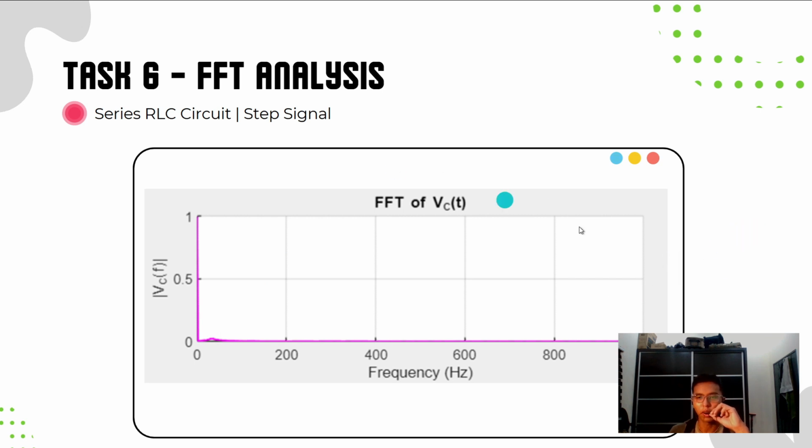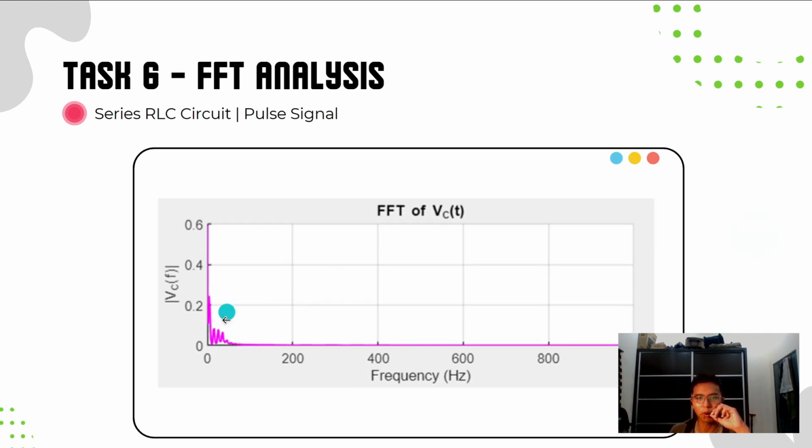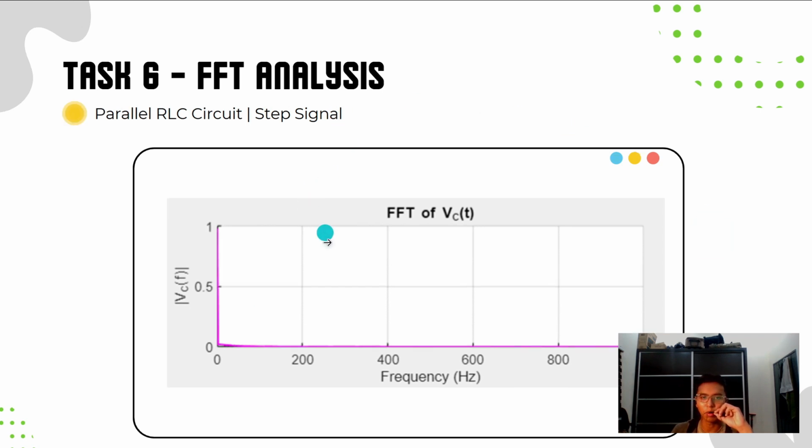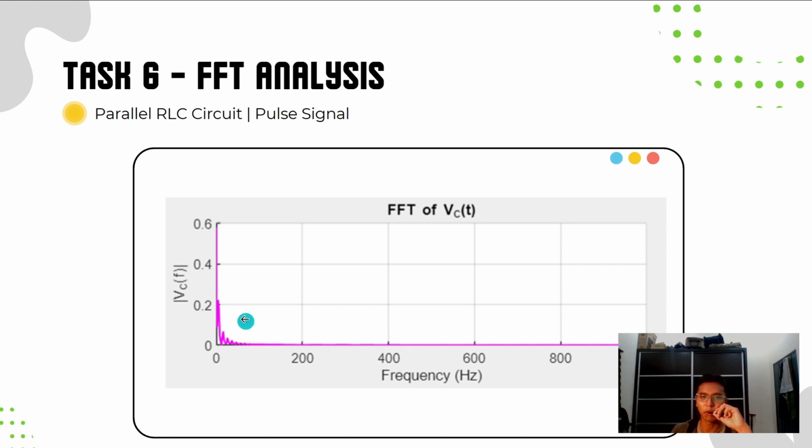in the output for the step signal. For the sine signal, the dominant frequency with magnitude is shown in the output, and for the pulse signal, it shows multiple frequencies with a dominant frequency. For the parallel RLC circuit, the step signal is similar to the series RLC circuit. For the sine signal also, and for the pulse signal it shows multiple frequencies with a dominant frequency, similar to the series circuit.